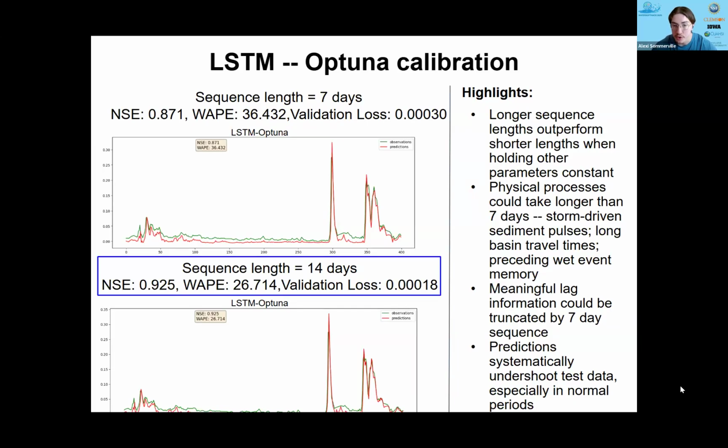And the physical processes that control sediment transport, such as storm-driven sediment pulses and longer basin travel times, could take longer than 7 days, which could explain the decreased performance. But across both models, there's systemic underestimation of the observed data, except during extreme events and high peaks where there is some overshooting in the simulation. And this could be due to a lower quantity of extreme training data, which is a realized problem in the literature.